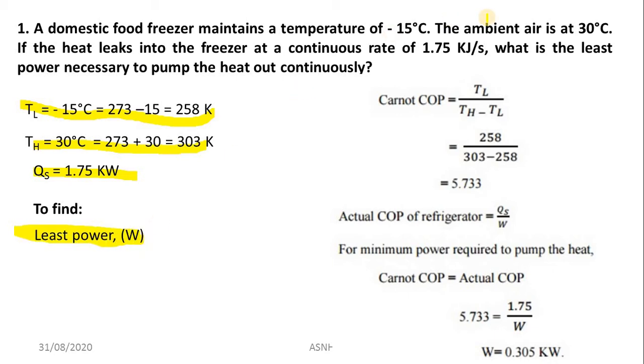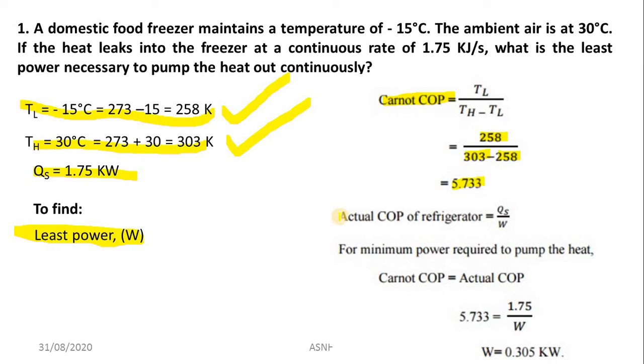As we know, there are two types of COP: the first is the theoretical COP, that is the Carnot COP, and the other is the actual COP. In order to calculate the Carnot COP on the basis of temperature, the formula is the lowest temperature upon the highest temperature minus the lowest temperature. The lowest temperature is already given, that is 258, and the highest temperature is also available, 303 Kelvin. After putting in all the values we get the Carnot COP, which is around 5.73.